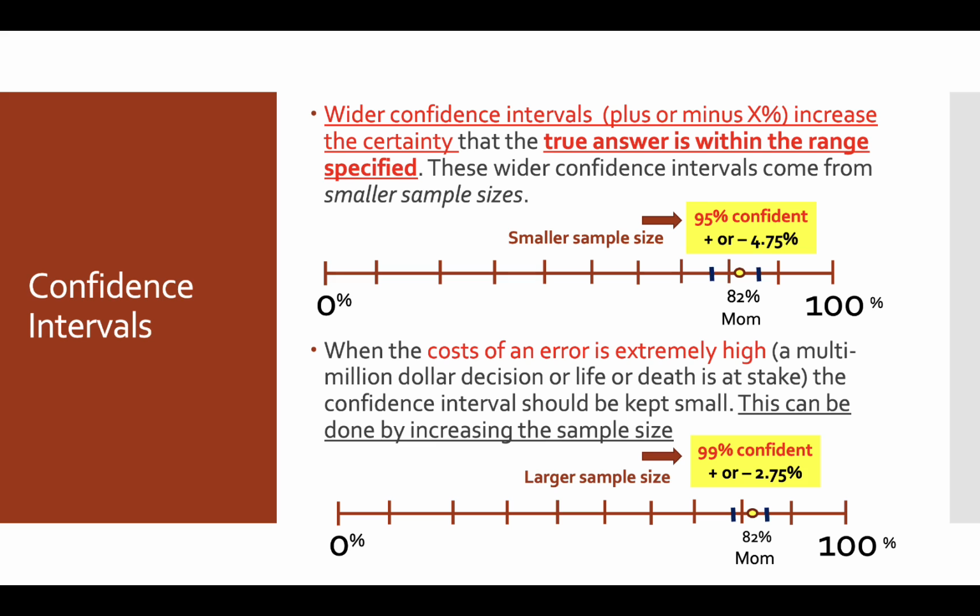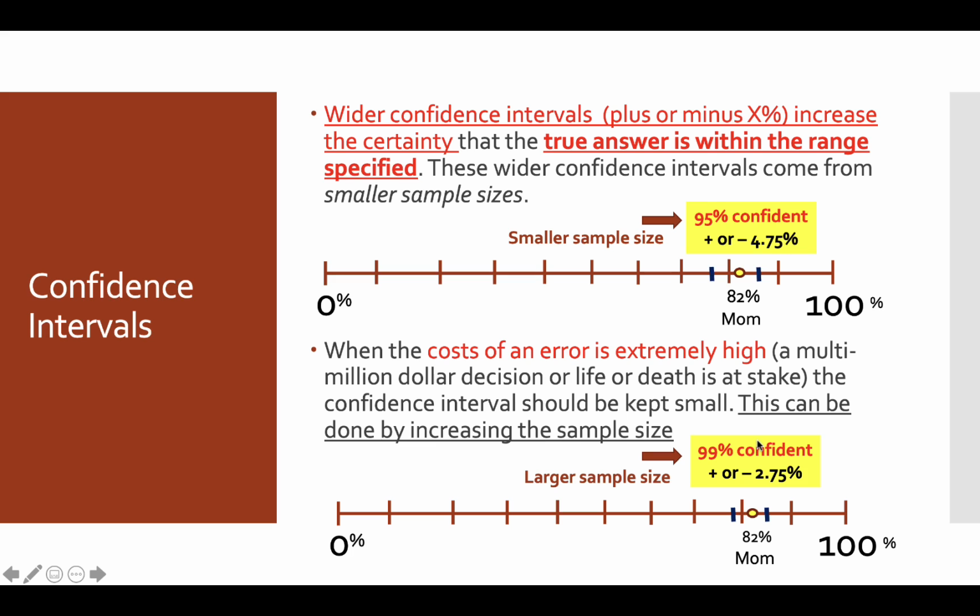So confidence intervals, wider confidence intervals, plus or minus X%, increase the certainty that the true answer is within the range. So as you can see here, let's say this is at a 95% confidence interval, which is plus or minus 4.75. If we widen this to like maybe 85, the wider the confidence level, the less likely the actual number will fall somewhere between that. So a smaller confidence level means you're going to have a wider interval.